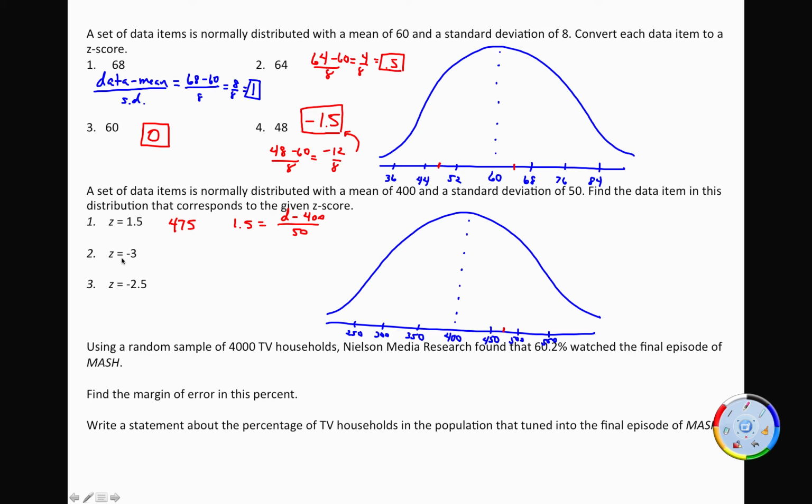Or, if I want to know my data item that corresponds to the z-score negative 3, here's negative 3. I already have it calculated on my little drawing: 250. Negative 2.5 would fall right there, halfway between 250 and 300. So 275.